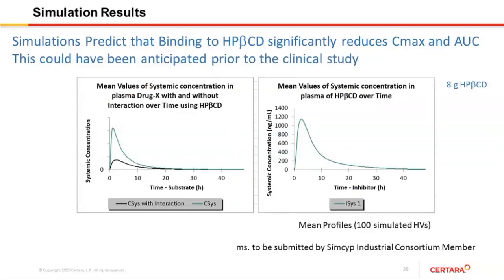So when we ran the simulations in the presence and the absence of the cyclodextrin, the simulations predict that the binding to the cyclodextrin significantly reduces the Cmax and the AUC. So this is a comparison of the black line in the presence of the cyclodextrin to the green line when no cyclodextrin was present. So the simulations were consistent with the findings of the clinical study, and in fact, if the modelling had been done in advance, this could have been anticipated prior to doing the study.